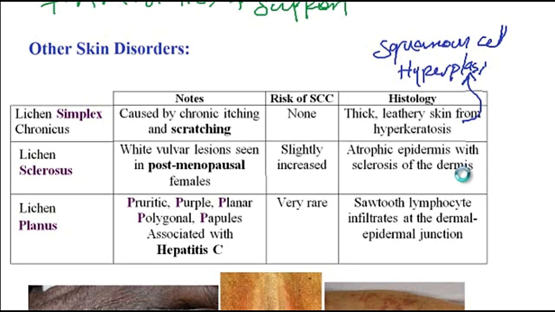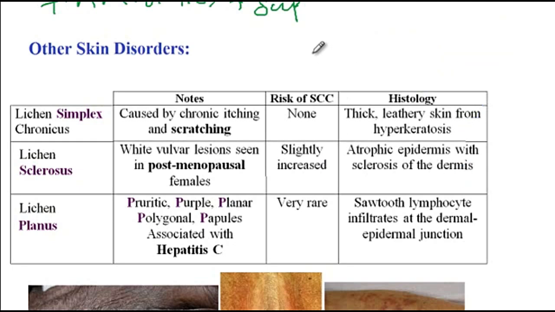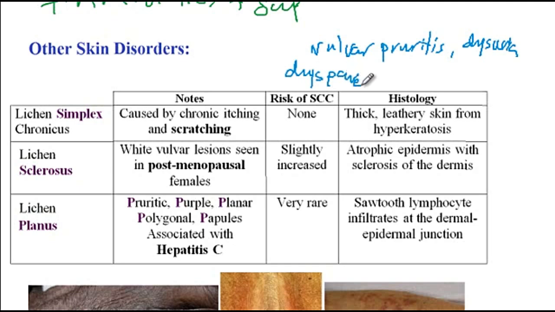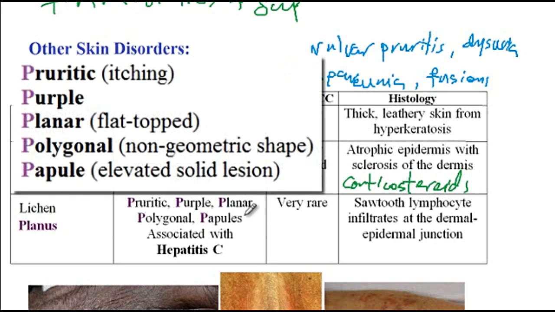As for the clinical manifestations, patients with lichen sclerosus present with vulvar pruritus, dysuria, dyspareunia, which means painful intercourse, as well as fusions over the clitoris as well as labial tissues. And so for the treatment of these patients, you should consider topical or intralesional corticosteroids.